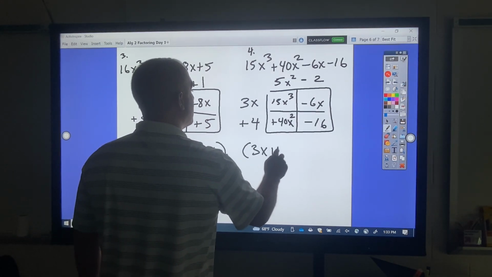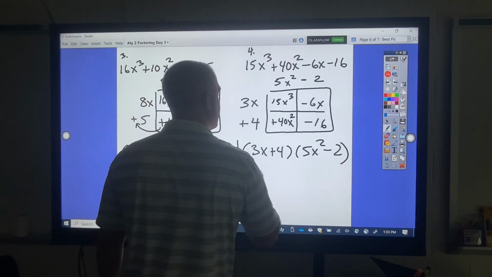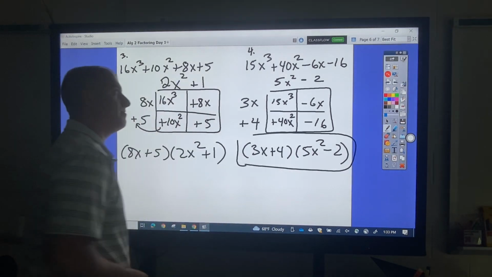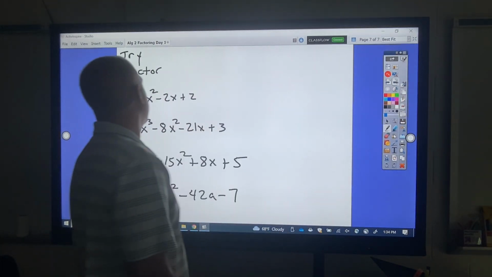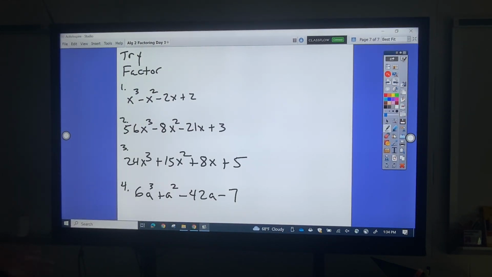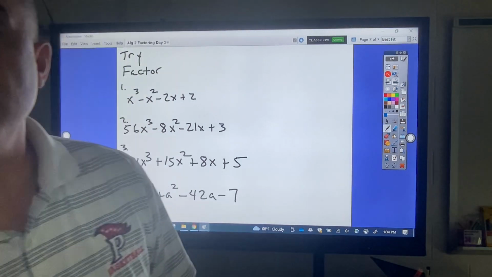So if you've got good arithmetic skills and you can work quickly with the multiplication, a lot of this will save you some time. So that's how you factor. All right, so here are the ones I'd like you to try. And that's the first lesson on factoring in Algebra 2.